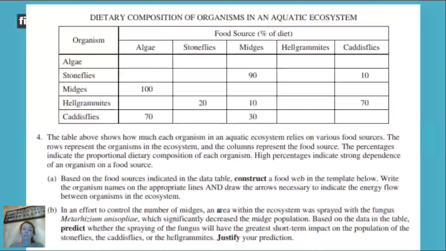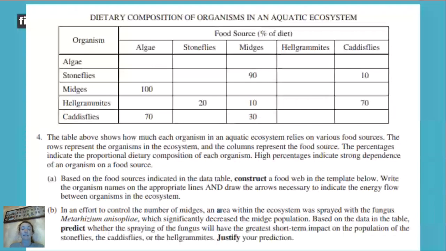The rows represent the organisms in the ecosystem, and the columns represent the food source. Okay, so it's an important distinction. Percentages indicate the proportional dietary composition of each organism. High percentages indicate strong dependence of an organism on a food source.